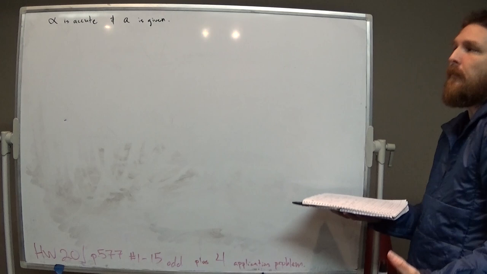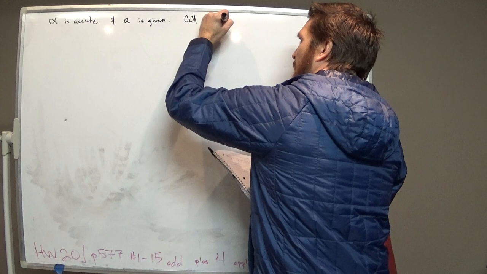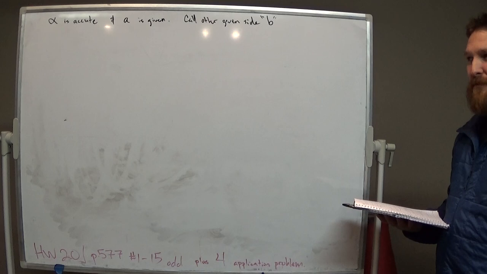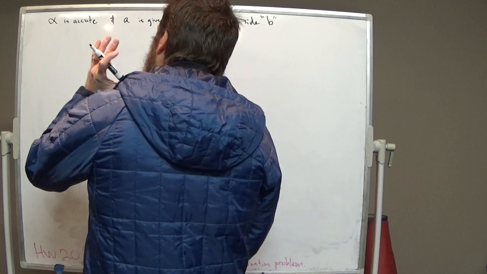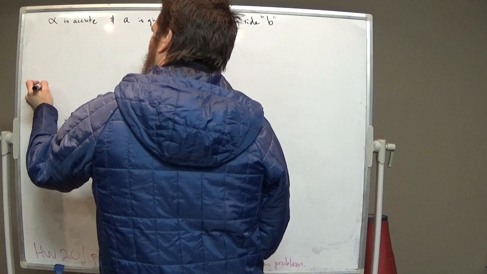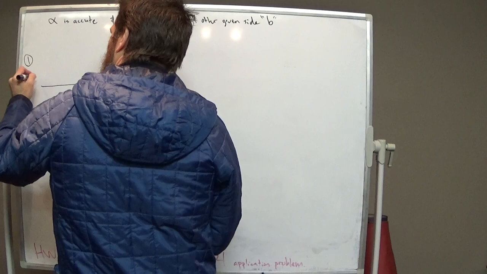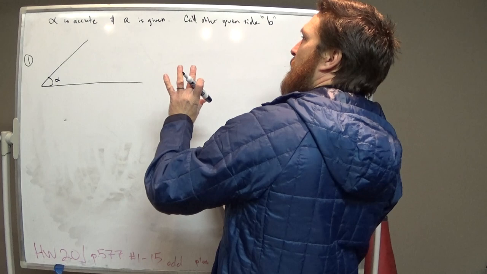Call the other given side B. Okay, so we're naming it B. Then there are four possibilities. This is such a pain right here. So what I'm going to do is take alpha and put it in standard position. There's four possibilities. Watch, you'll see. Here's the first possibility. Alpha's given, and the other given side I'm going to put right here.